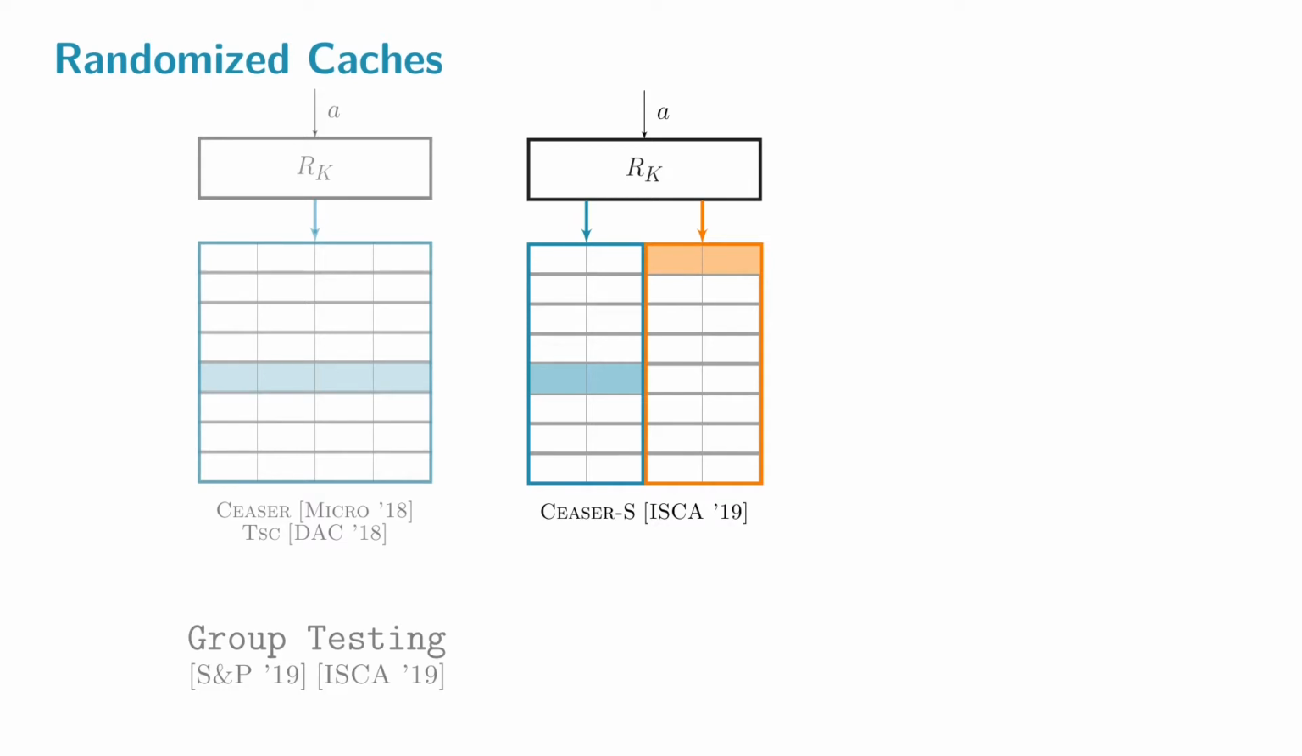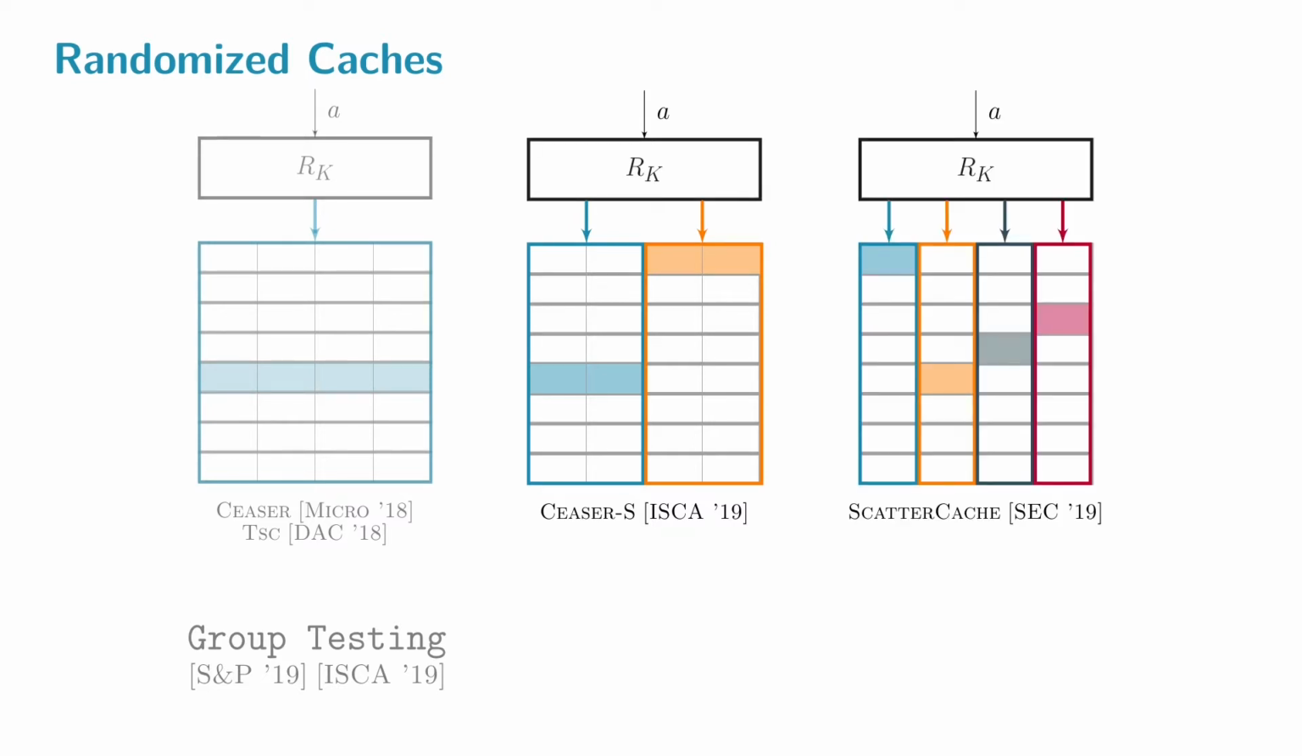CEASER-S divides cache sets in 2 or more partitions and adopts a different randomization mapping in each partition. When an address is installed in the cache, one of the partitions is randomly selected, and the address is indexed in this partition according to the output of the mapping. Scatter cache operates in a similar fashion, but maximizes the number of partitions by computing an independent index for every way. Prior analysis of CEASER-S and scatter cache claims to tolerate years or days of continuous attacks, respectively, before an attacker can construct a single useful eviction set. And we'll get to what exactly that means later.